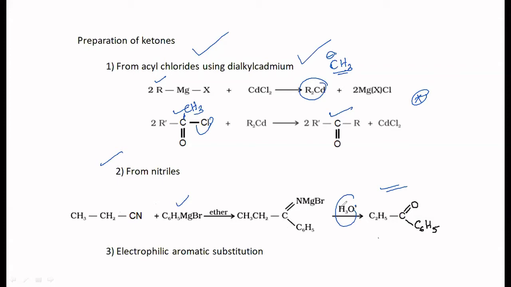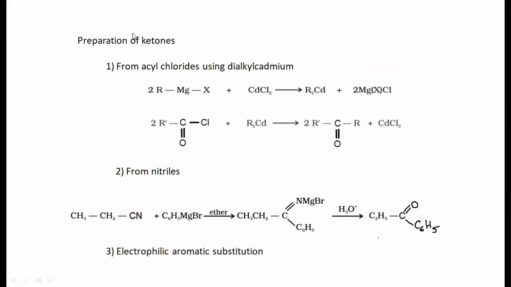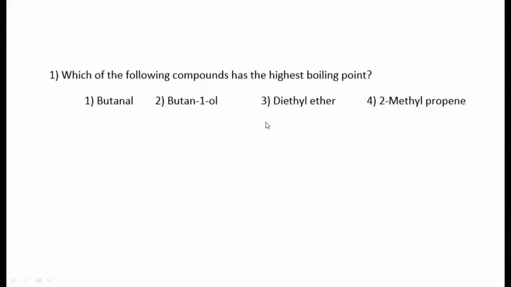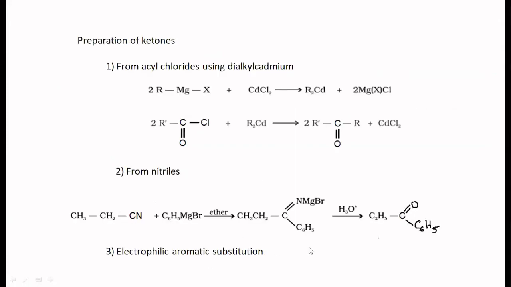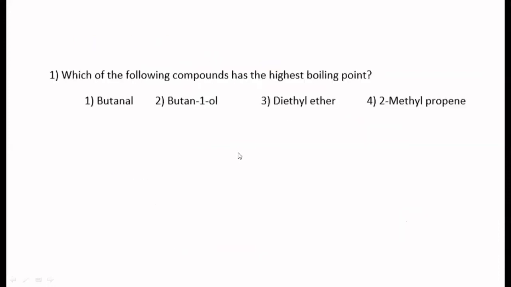Then you have electrophilic aromatic substitution. That is a generally used reaction for the preparation of basically aromatic carbonyl compounds. So that is another. So these are all basically the methods of preparation of aldehydes and ketones.